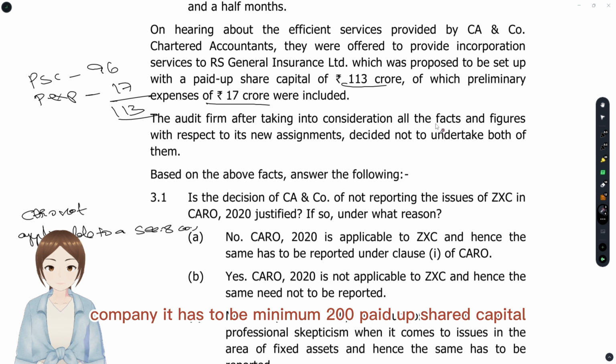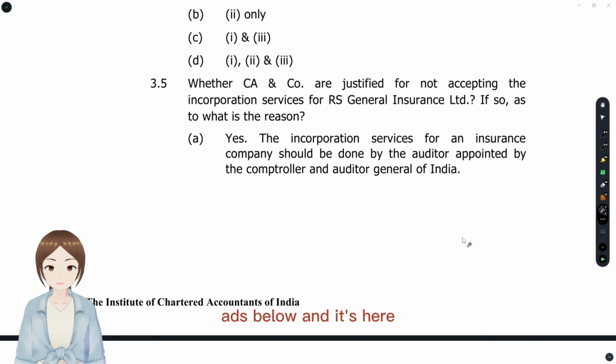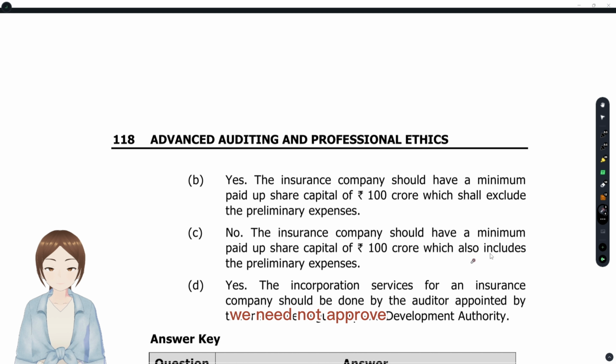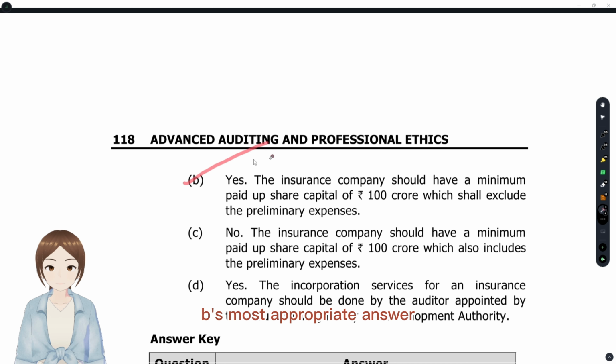For reinsurer companies, it has to be a minimum of 200 CR of paid up share capital. That's below 100 CR, so we need not approve that. Yes, we shall exclude the preliminary expenses. The company should have the minimum paid up share capital. Yes, option B is the most appropriate answer.